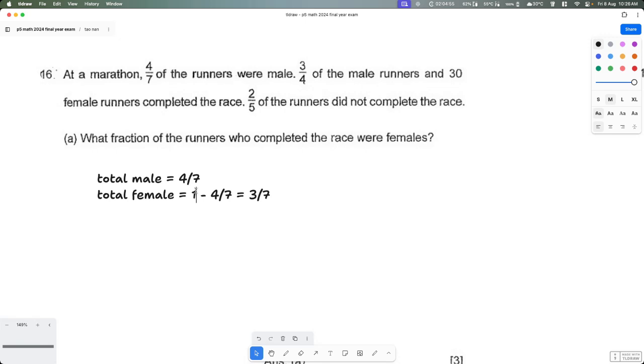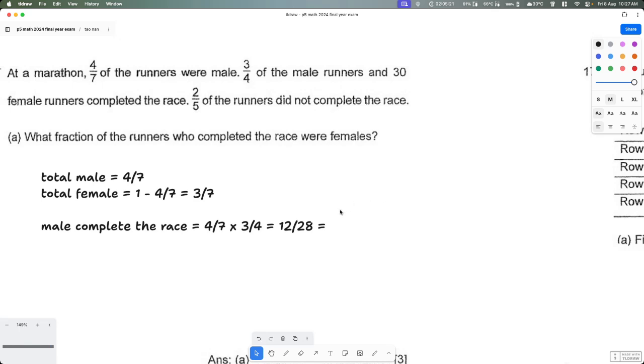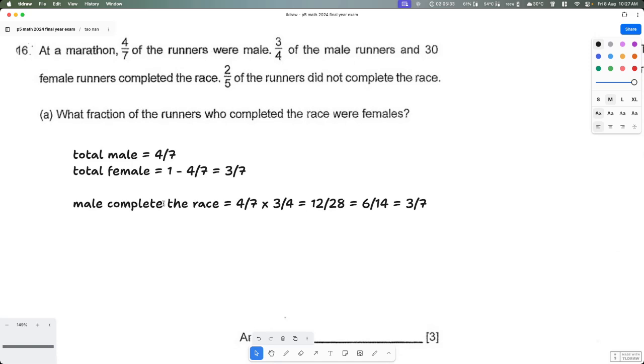Now, out of the total male, 3/4 of the male runners completed the race. So male completed the race is equal to 4 out of 7 times 3 out of 4. We multiply both, 12 out of 28. Then we divide this by 2, it's 6 out of 14. Then we can divide by 2 again, and this will be 3 out of 7. That's the male who completed the race.